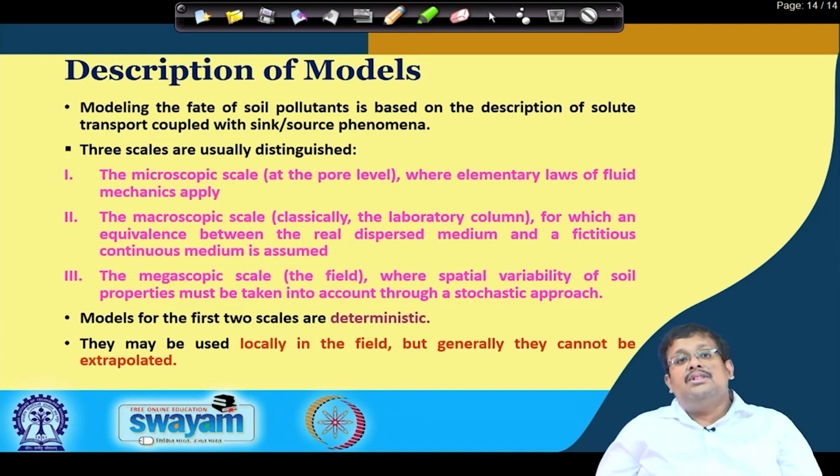And then we talked about the three major scales of a model. First of all, the microscopic scale, and then the second one, the macroscopic scale. These two scales constitute the deterministic model. However, the third one is the megascopic scale. The first two, the microscopic scale and macroscopic scale, can be applied locally in the field, but they cannot be extrapolated. However, the megascopic scale can be extrapolated. This megascopic scale is related to the field scale, and the microscopic scale is the pore level, whereas the macroscopic scale is classified, for example, as laboratory based soil column leaching studies.